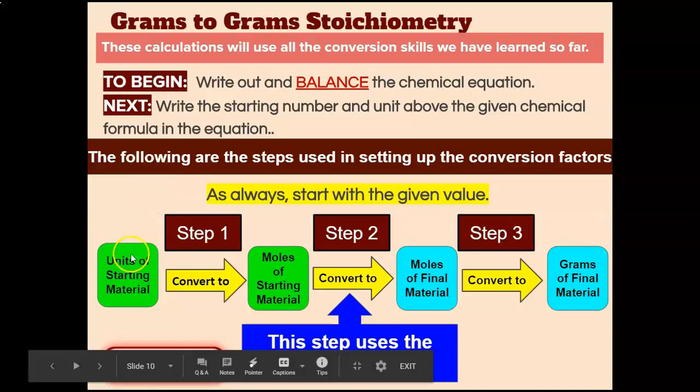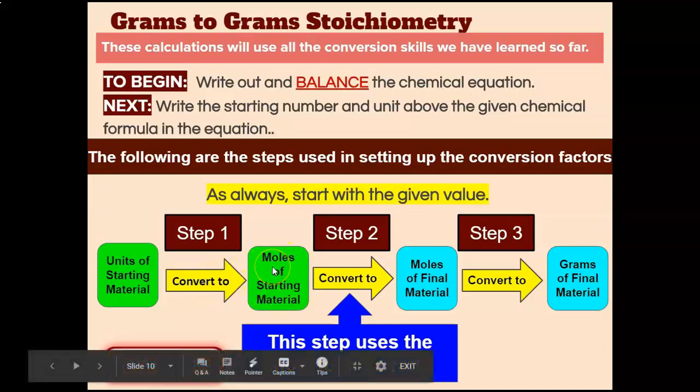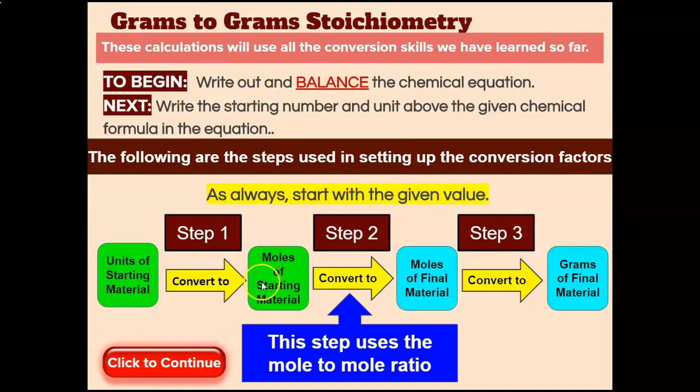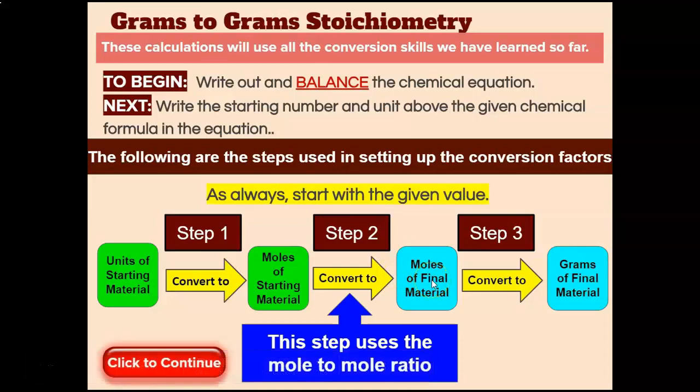So we're going to start with what we're given in the problem, usually grams. We're going to convert those grams into moles using our periodic table. Once we have moles of our starting material calculated, we're going to convert those into moles of the final material. That's using that mole-mole ratio from last week. And then lastly, we convert those moles of our final material into whatever unit we need, grams or liters.